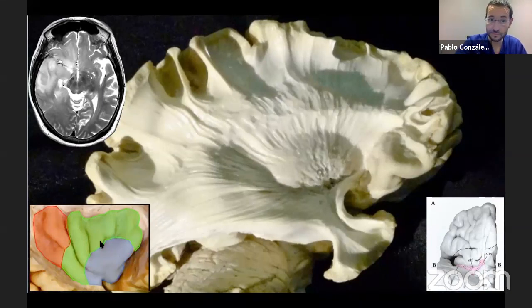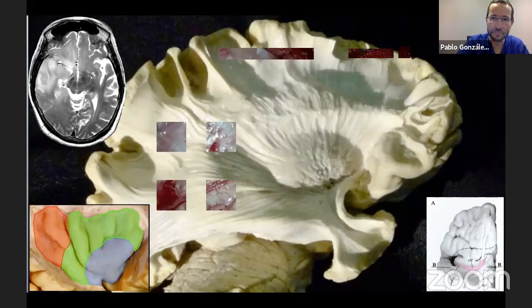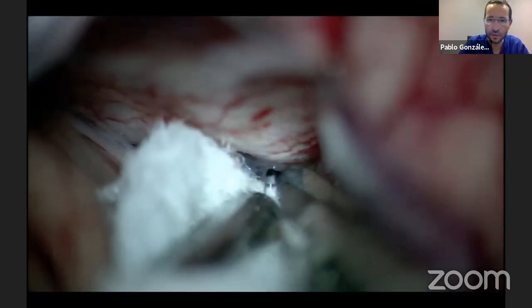Okay, so you see the insular lobe has three different origins, three different parts of the insula: paleopallial, archipallial, and neopallial. That's an important concept. And if we identify them, we can even classify tumors in a different way. So this is how we approach this low-grade glioma.